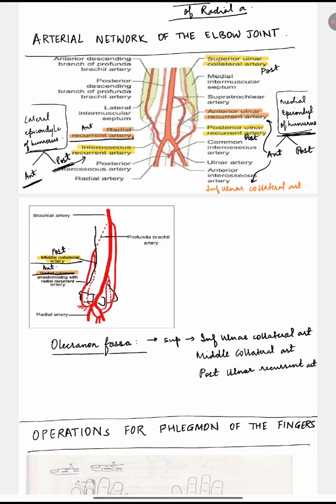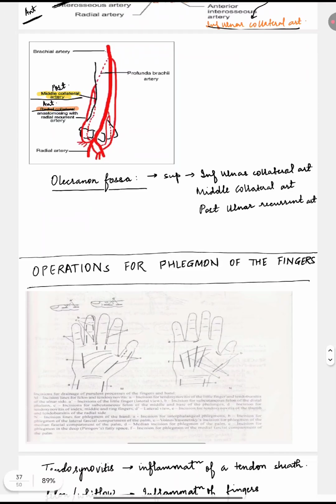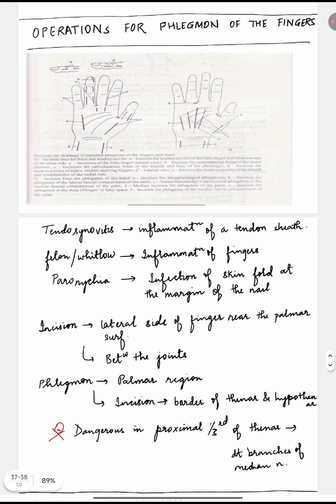and recurrent interosseous artery. Medial epicondyle, anteriorly there is anterior ulnar recurrent artery and inferior ulnar collateral artery, and posteriorly there is superior ulnar collateral artery and posterior ulnar recurrent artery. Olecranon fossa, just superior to it there is inferior ulnar collateral artery, middle collateral artery and posterior ulnar recurrent artery. Now operations for phlegmons of the fingers.